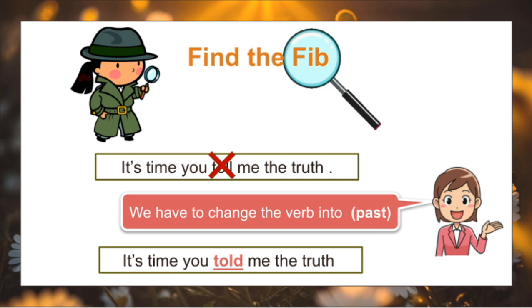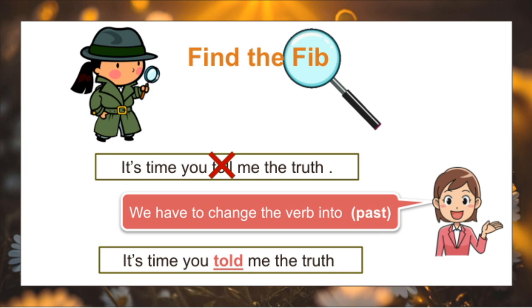Next, it says, we have to change the verb into past. This is a reminder that tense consistency is crucial in clear communication. If we're referring to something that happened before now, we need to use the past tense. Then the slide presents a similar sentence. It's time you tell me the truth. Notice how that's in the present tense. To be grammatically correct in the past, it would change to, it's time you told me the truth. This shift is important because it reflects the timing of the action.